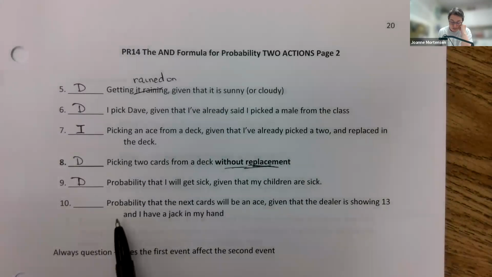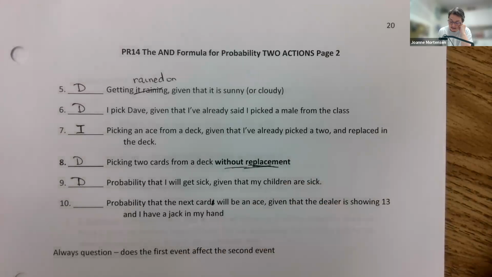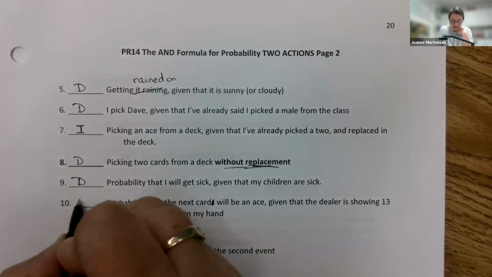All right, probability that the next card will be an ace, given that the dealer is showing 13 and I have a jack in my hand. Well, I'm not sure I like that question, but I'm pretty sure it depends on it. I'm feeling that's dependent.